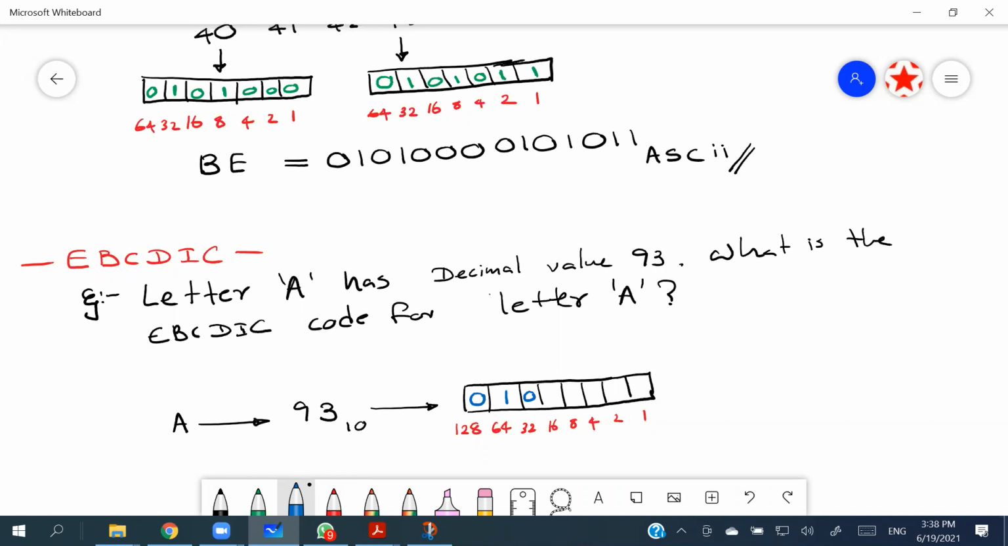So 29, how are we going to create 29? 16 plus 4 is 20, 8 plus 1 is 9. Right, so this is going to be the representation of 93. Let me recheck again. 64 plus 16 is 80, 88, 92, and 93. Yes, that is correct. So the answer is going to be 01011101 in EBCDIC. Okay, copy it down, people.